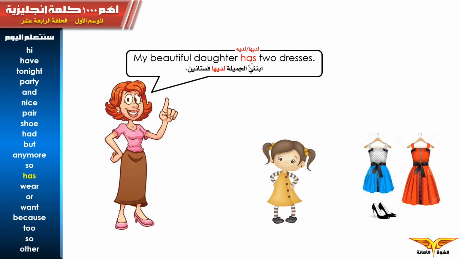Has. ما الفارق بين has و have؟ الفارق أننا نستعمل has مع he، she و it. نحن هنا نتكلم عن ابنتها الجميلة. ابنتها الجميلة هي she. إذا كنا نستعمل he أو she أو it في الزمان الحاضر فإننا نضع has، أما إذا كنا نتكلم عن الماضي فإننا نضع had.